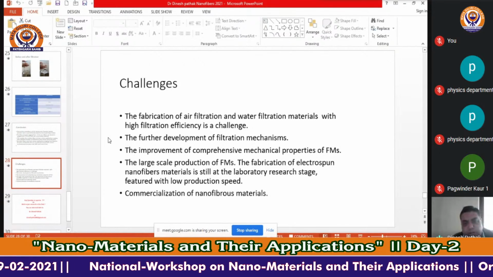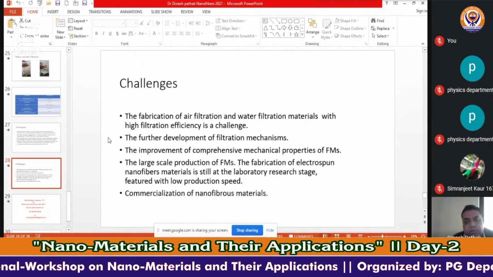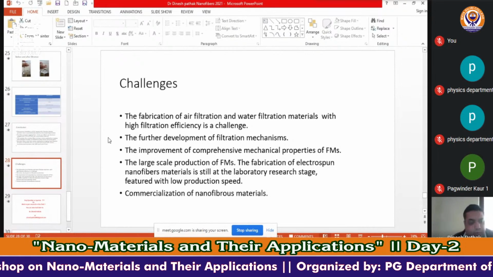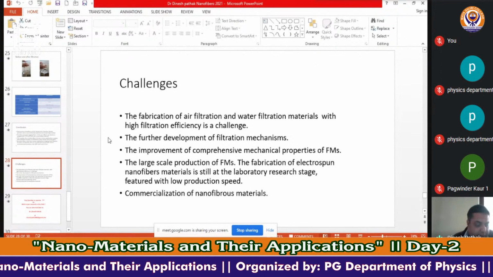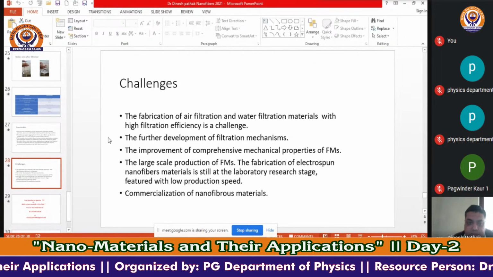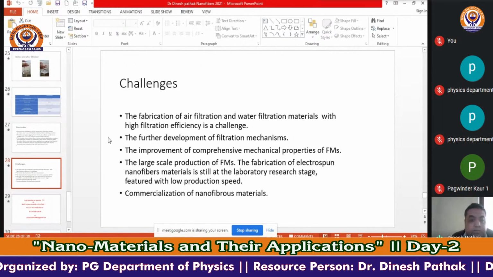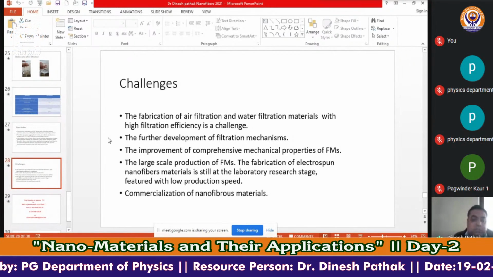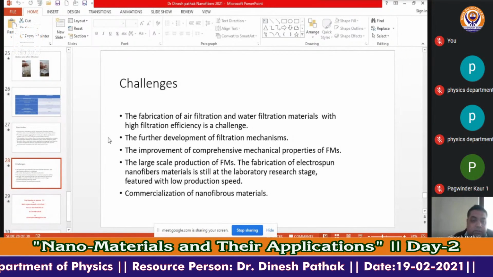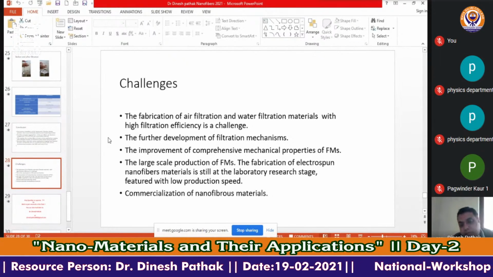So all these things need to be explored more and more, so that fibers of different porosity can be obtained, and hence commercialization. They are already in the market. You can buy a nanofiber mask for around 100 rupees. There is a company in India named Swasa. So for 100 rupees you can buy a nanofiber mask.